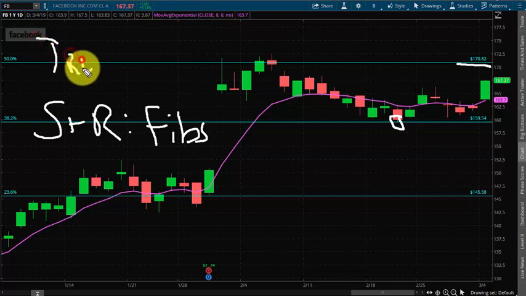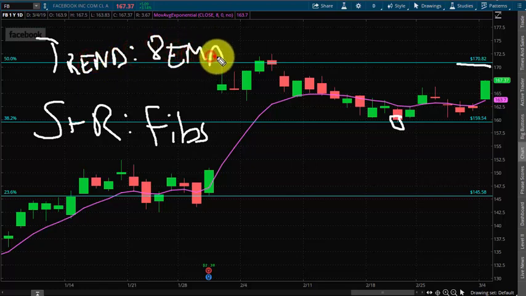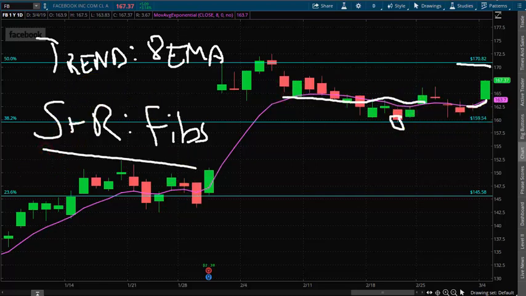Trend analysis, and for this time frame, I use the 8 EMA, okay? If it's pointing upward, it's in an uptrend. If it's pointing downward, it's in a downtrend. You can see now it's starting to uptrend, but it's been relatively flat lately. And then support and resistance, I just use those Fibonacci retracements.